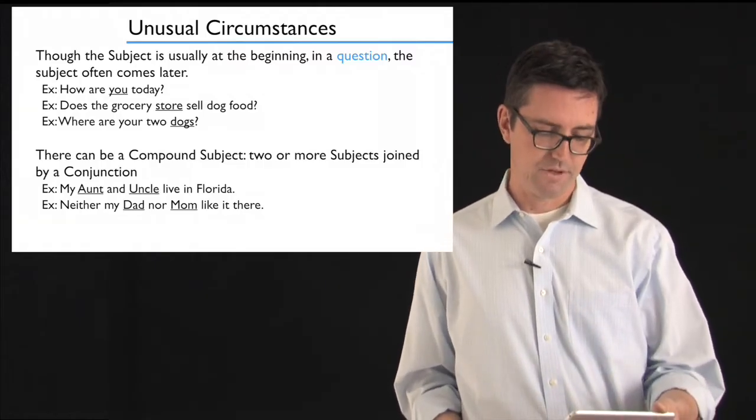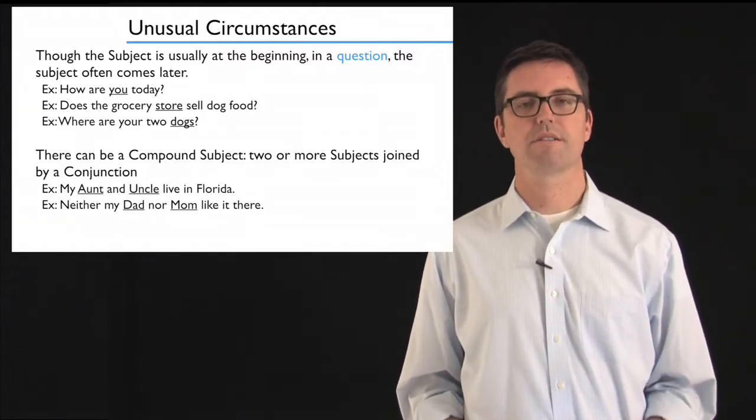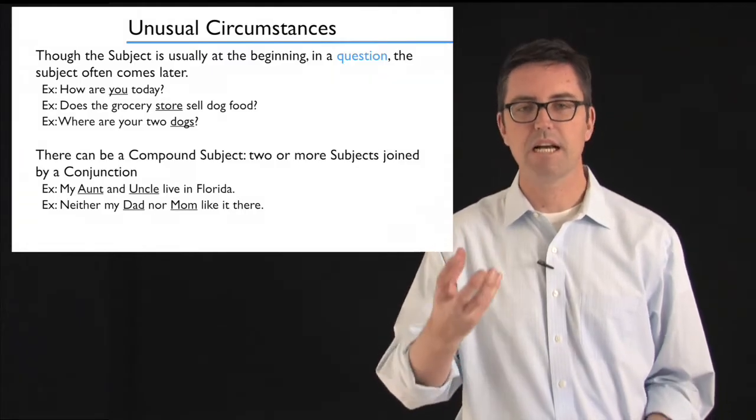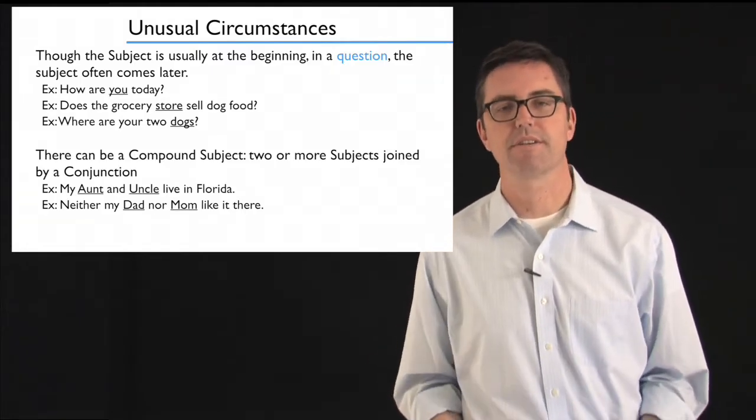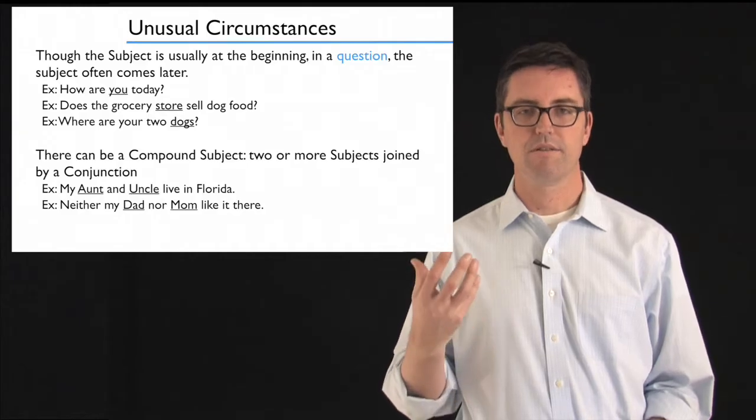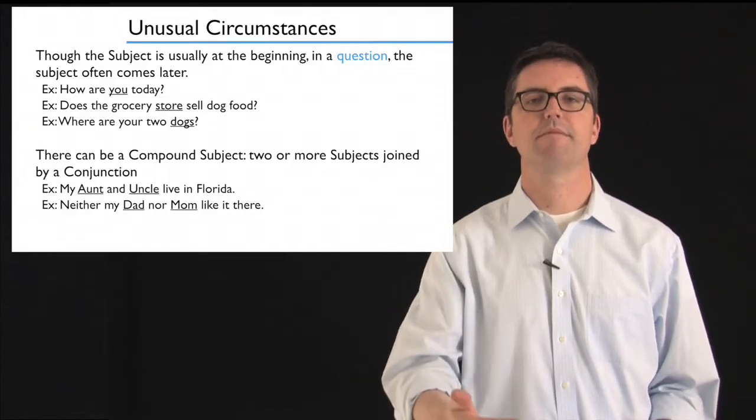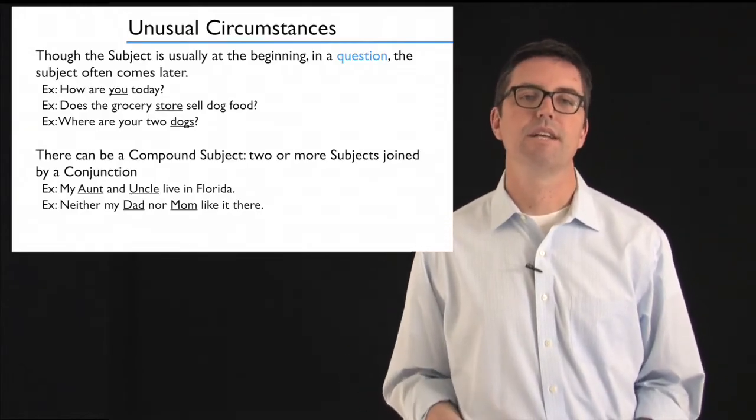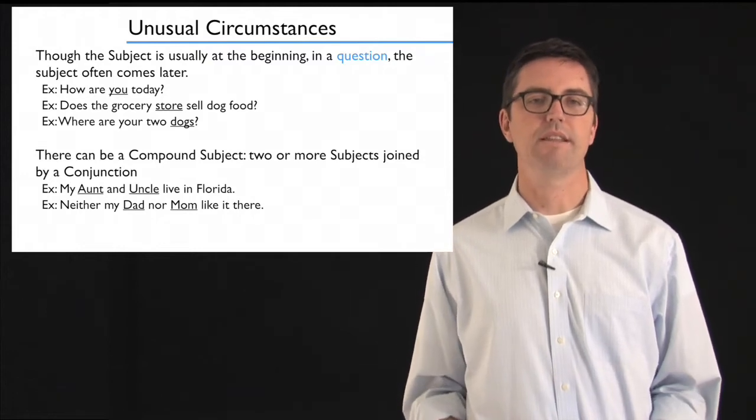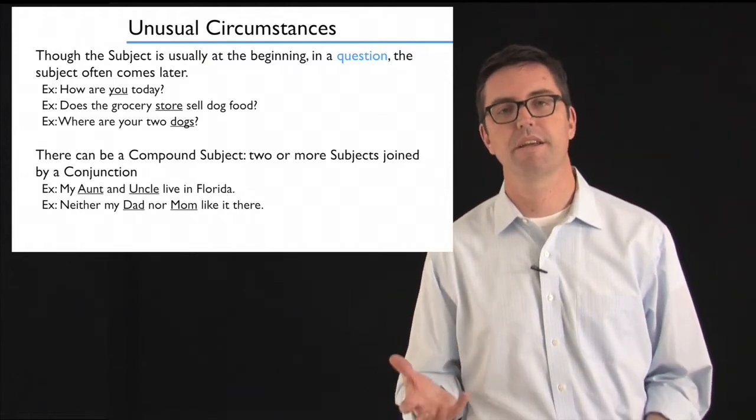Another example, where are your two dogs? Well, you have the word are, it's a linking verb, and what thing is being discussed? The dogs. And so even though dogs is the last word in the sentence, it's the subject. It's the one that your sentence is about.